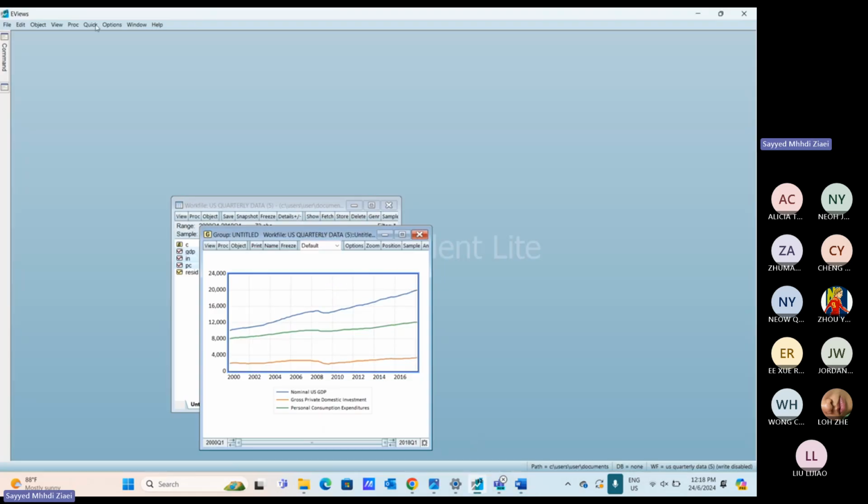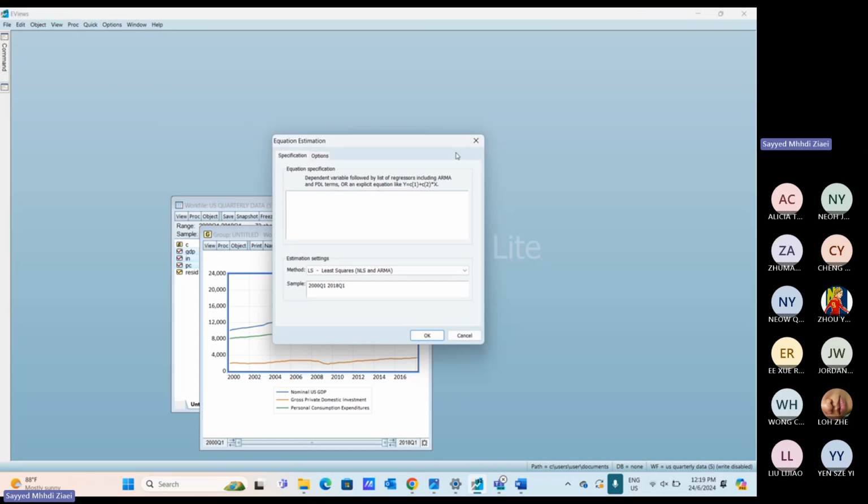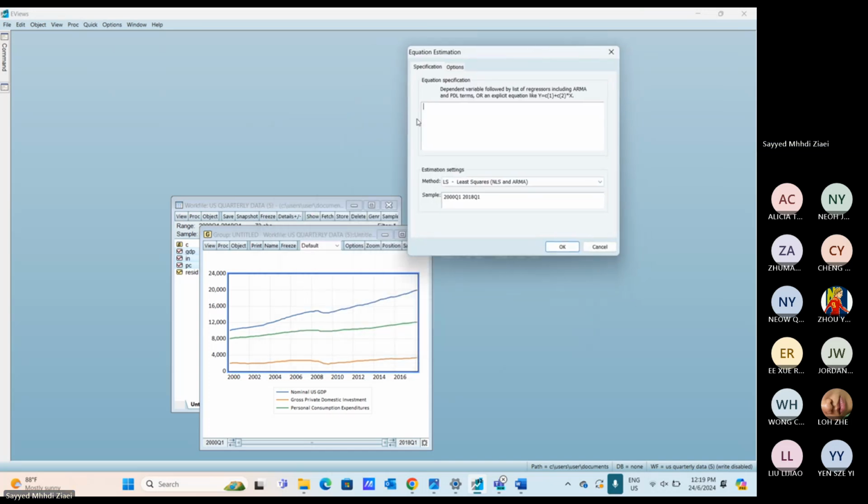Now I'm going to do the regression. Go to Quick, estimate equation, estimate your function. To estimate the function, first you need to write down your dependent variable. GDP is our dependent variable. For intercept, you need to put C, for intercept, for alpha.